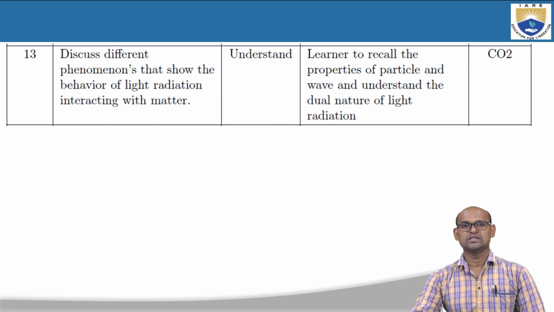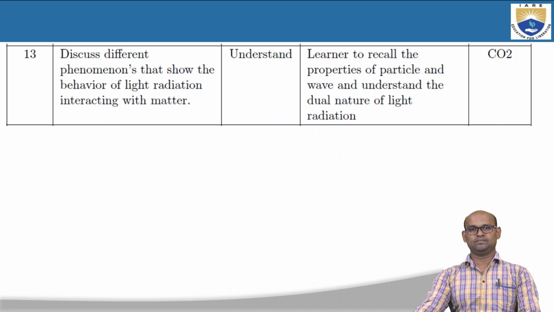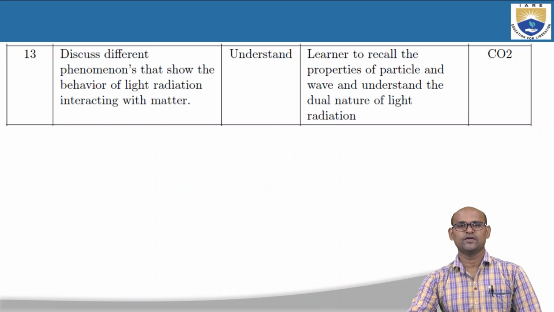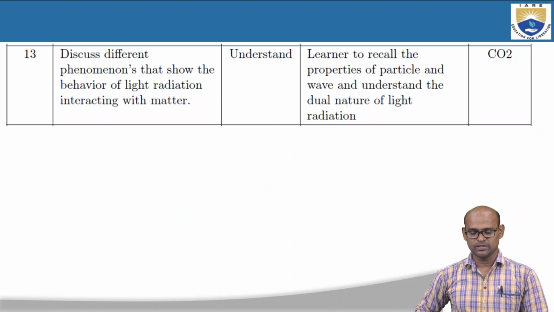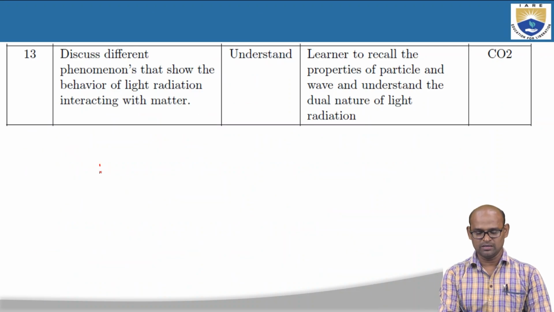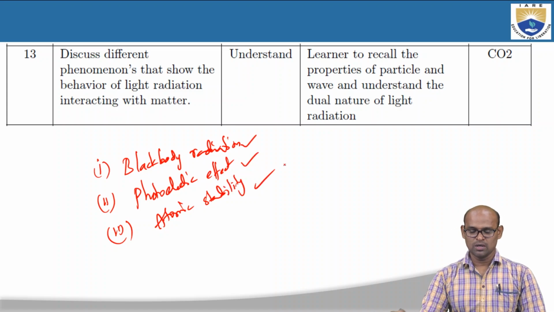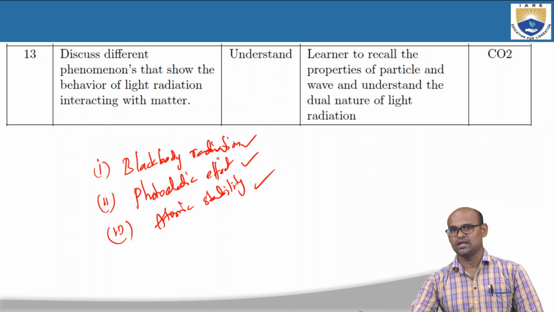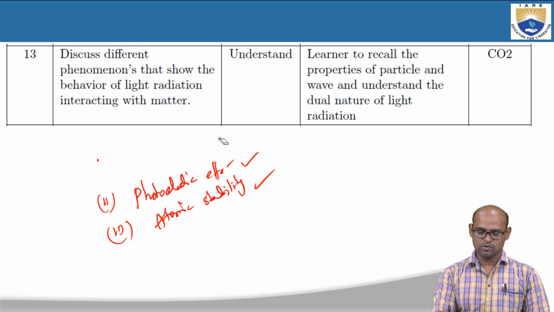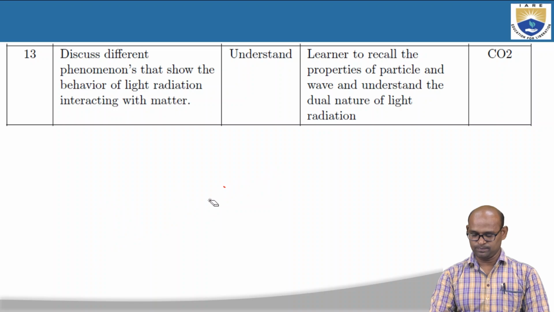Next question: discuss different phenomena that show the behavior of light radiation interacting with matter. We are going to discuss three different phenomena, starting with black body radiation, then the photoelectric effect, and the third one is atomic stability. In these three phenomena, we will discuss how light interacts with matter and how it behaves when radiation interacts with matter.